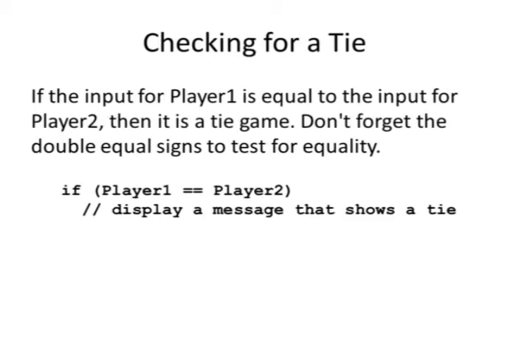Checking for a tie is really easy. All we need to do is to see if player 1 equal player 2. If that's the case, it's a tie game. I don't need to do 3 different tests to see if player 1 is a capital R and player 2 is a capital R. I don't have to test to see if player 1 is a capital P and player 2 is a capital P. And I don't need to do a test to see if player 1 equals capital S and player 2 equals a capital S. All I need to do is to see if they are equal. Then I know it's a tie.